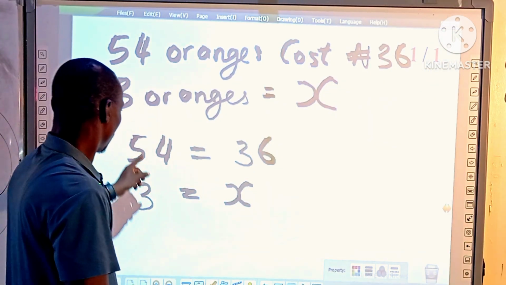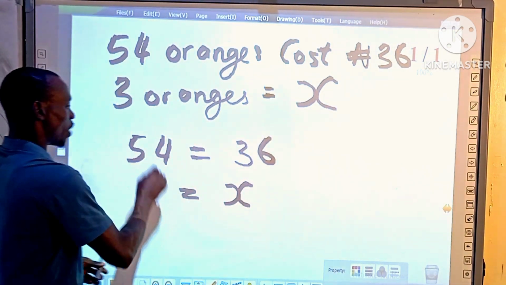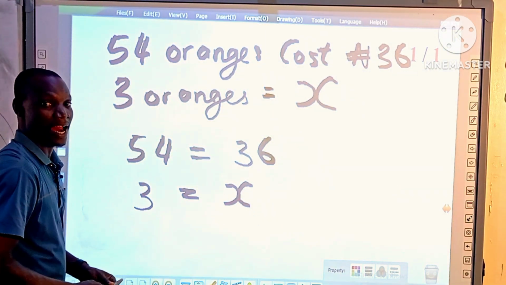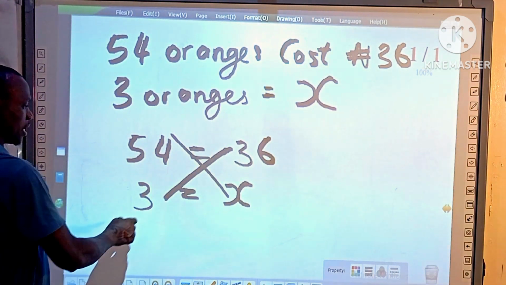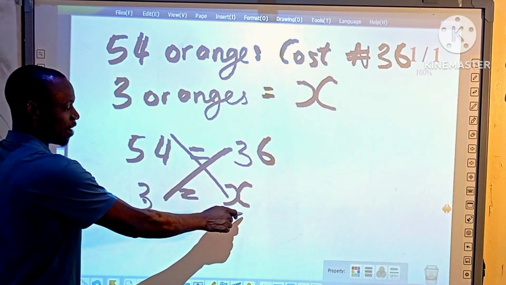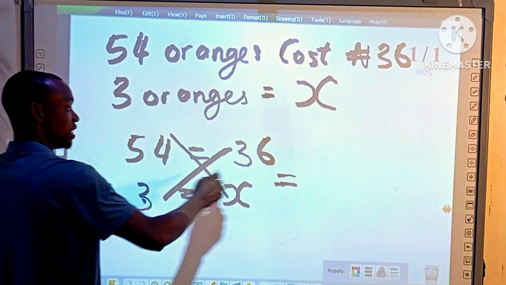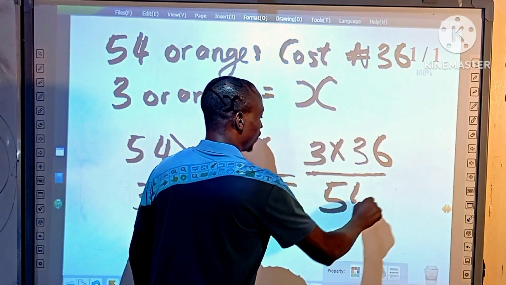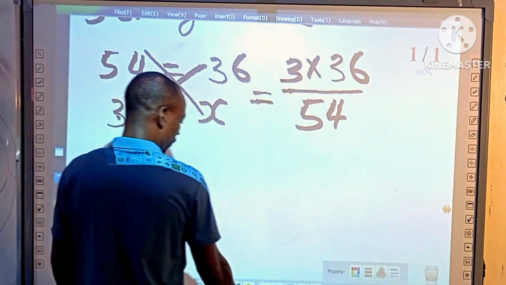Now you must be very careful while writing out your equation. Why do I say so? Your oranges must be on the same side, while the cost must be on the same side. Since we are looking for the cost of 3 oranges, because we don't know it, we replace it with a variable x. After you've done that, you just simply cross multiply. In this case, we have 3 times 36, and 54 is directly proportionate to x. These two that are complete become our numerator: 3 times 36 all over 54. With this, we can solve easily.